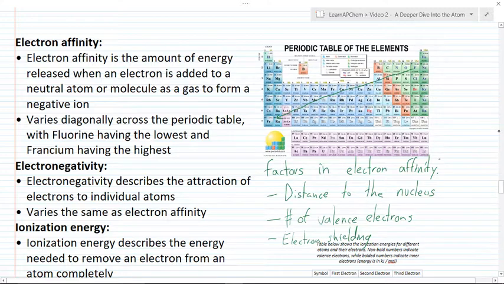Electronegativity, as I stated earlier, is very similar to electron affinity. The trend is the same, and everything I said about factors in electron affinity also applies to electronegativity. However, they vary in definition. So electron affinity is basically asking, what is the amount of energy released when I add an electron, when it becomes an ion?